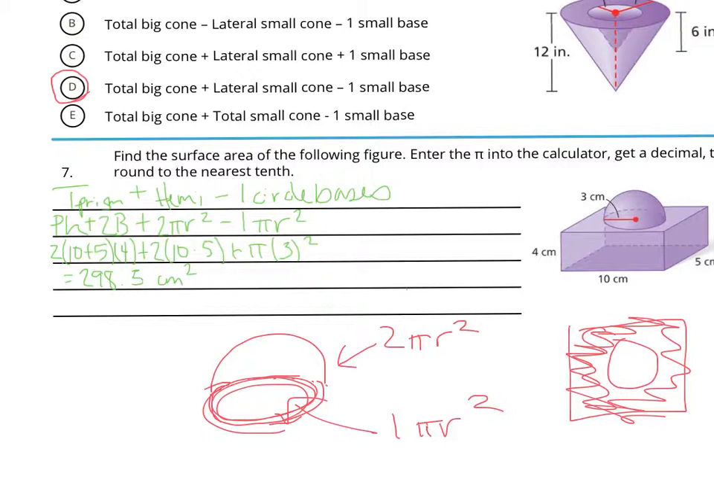Okay, so then when I go and plug in my formulas, perimeter times h plus 2b, 2 pi r squared for the hemisphere, but minus a pi r squared for that base that did not get painted on the rectangle, that circle. So this figure is 10 by 5, so 2 10 by 5s plus the perimeter times the height of 4, plus 2 bases, so the bases are 10 by 5, so 2 bases, and then I just did 1 pi r squared, because if I had 2 pi r squared minus a pi r squared, that just left me with 1 pi r squared. Type all of that in, 298 and a half.